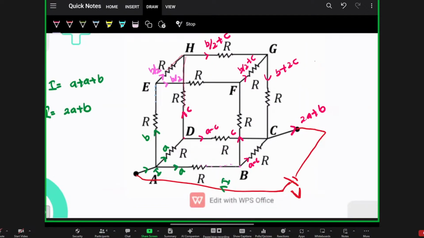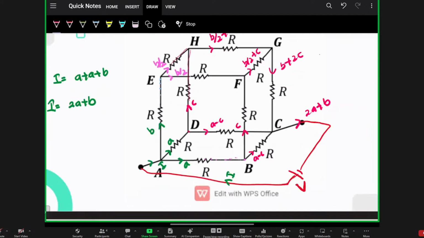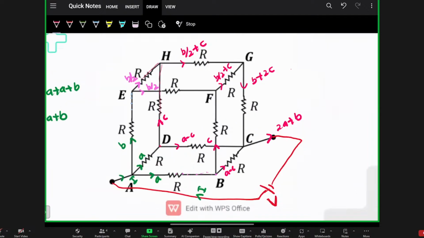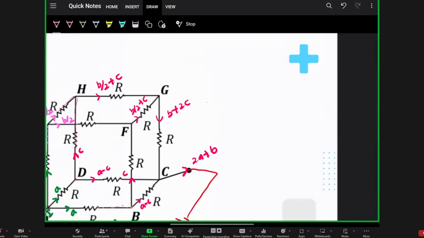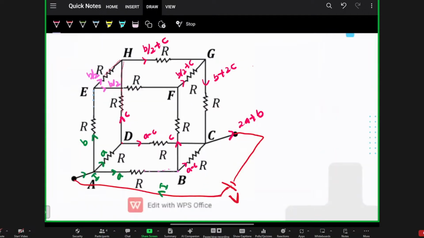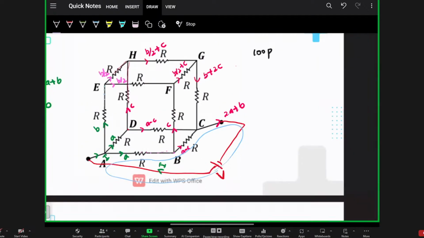So, current is equally divided now. Let's see, using Kirchhoff's second law, we can make some equations. Correct? Let me take the first loop, V A B C V. Okay, I'm taking that loop.